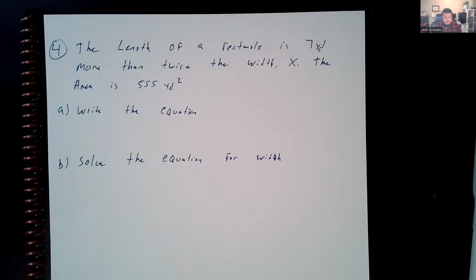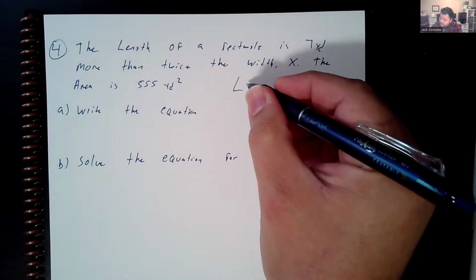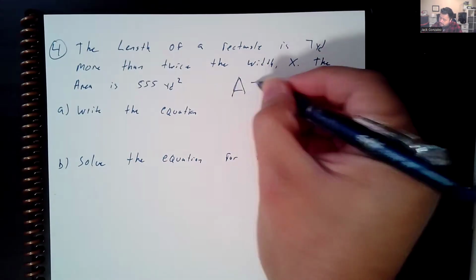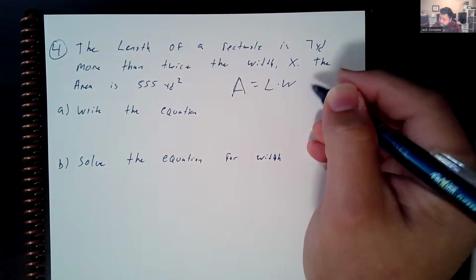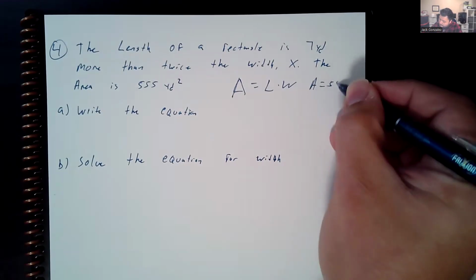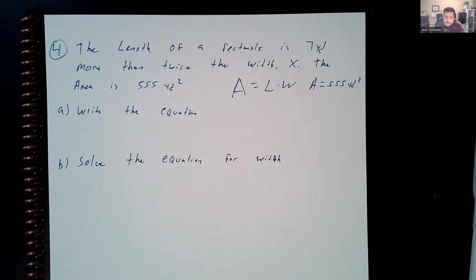Okay, number four, similar to the first one we did, but we have to create the equation. So let's get started. The length of a rectangle is 7 yards more than twice the width. Remember, area is equal to L times W, and they're giving us the area of 555 yards squared. So write the equation.